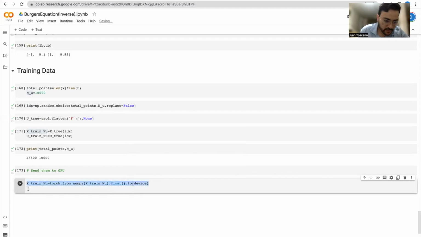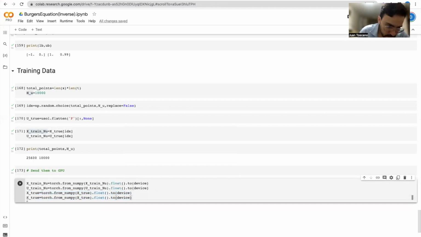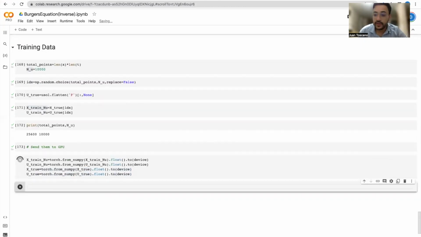So let's do the same for our solutions, which would be u_train_Nu equals, we're just transforming those variables. To visualize data, let's do the same for the real solution, so it would be X star, and also for the real answer, which would be u_true. So u_true equals from u_true. And we're good to go. Let's start with our neural network.